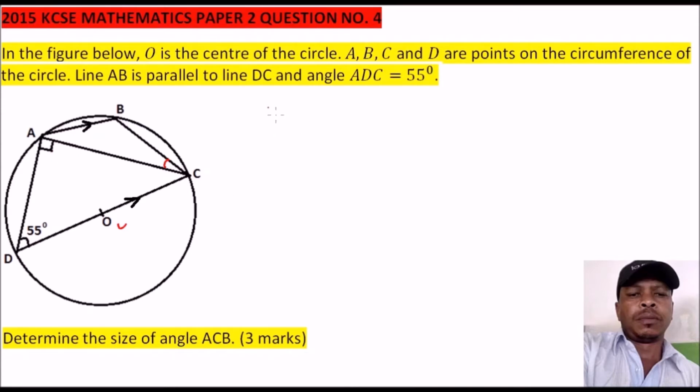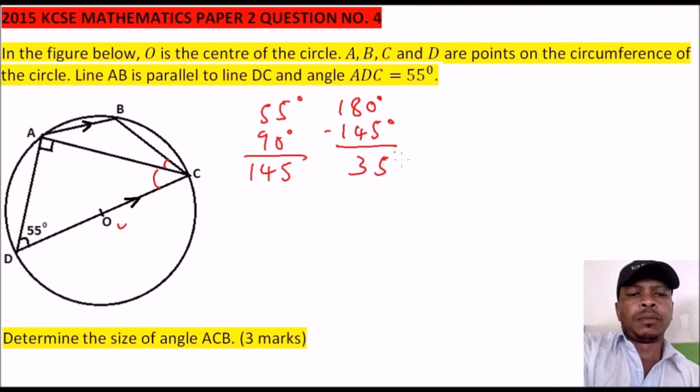So that is angle 55. We add to 90. This will give us angle 145. So we can be able to get this angle by getting 180 degrees minus 145. Kiminus hiyo itakupatia 35 degrees. Kumaanisha hii angle hapa ni 35, not 30 but 35. Haya, so tumetumia ile information tuko nayo hapo kudetermine angle ACD.